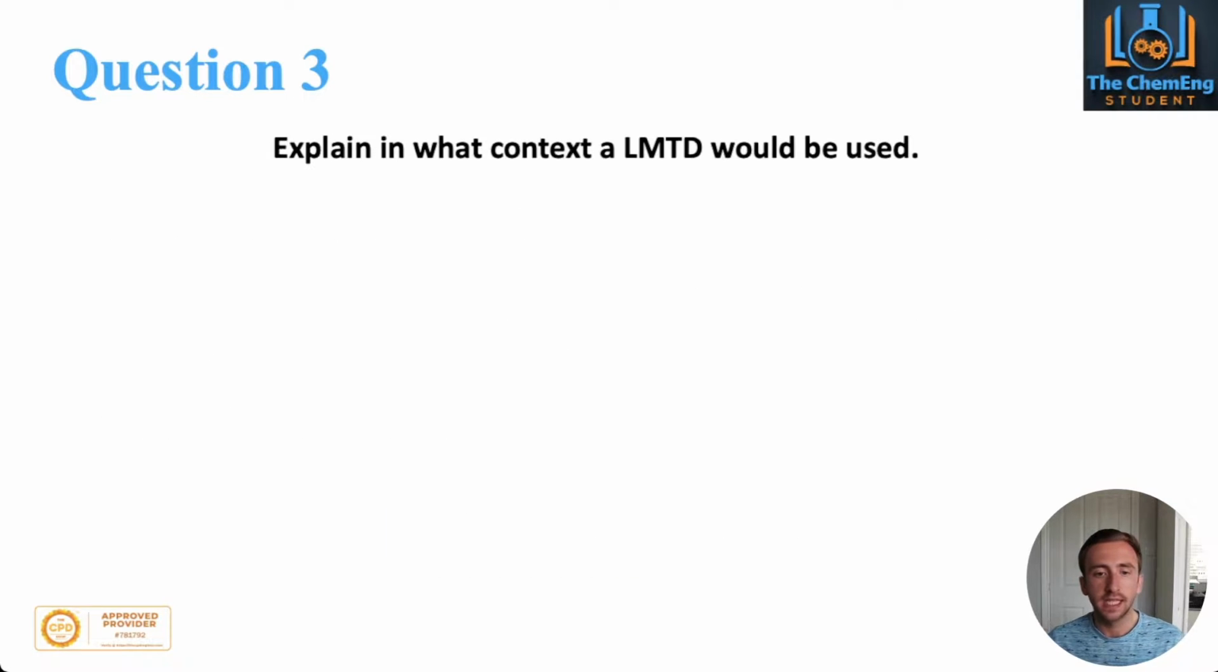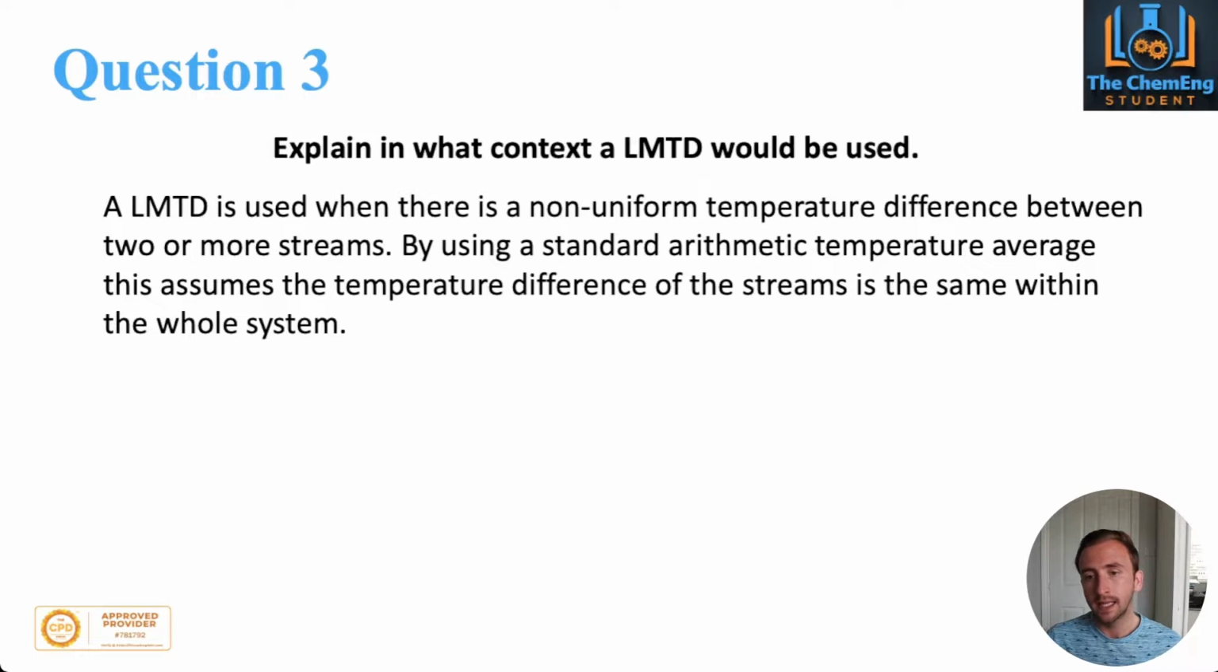The next question will be, explain in what context an LMTD would be used. Now the first thing that you would have to ensure is that you know what LMTD actually stands for, and then apply it to a contextual example. So an LMTD stands for a log mean temperature difference. And the log mean temperature difference is used when there is what we call a non-uniform temperature difference between the streams, say within a heat exchanger.